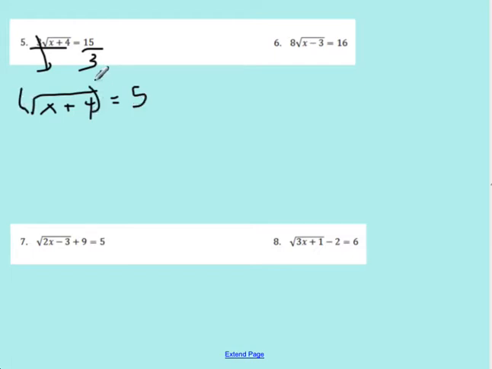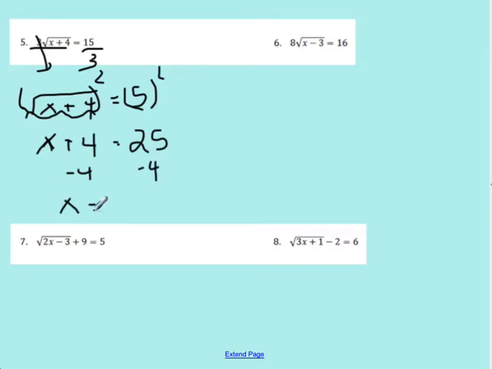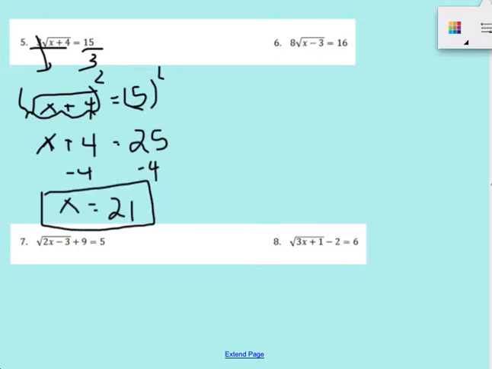So I'm at the point that I can square both sides. So when I square this part, I'm just left with x plus 4. And then I'm going to take 5 squared, and I'm going to get 25. So then now I need to get rid of that plus 4. This is just like solving a normal equation. So we have x plus 4, so I'm going to go ahead and subtract 4 from both sides. So then 25 minus 4 is going to give me 21. So here I get that x is equal to 21 for my final answer.